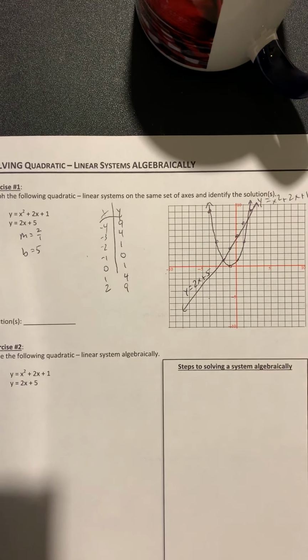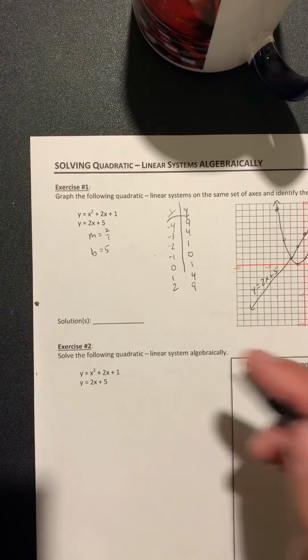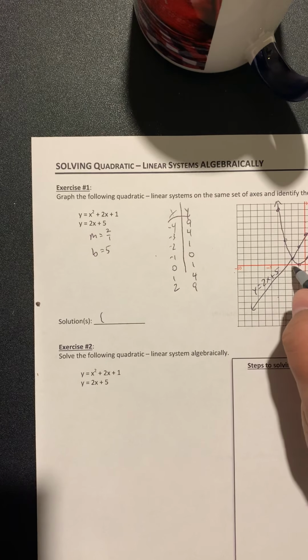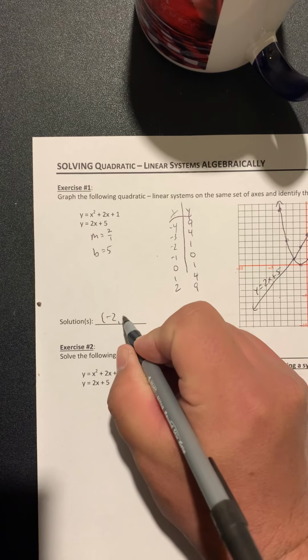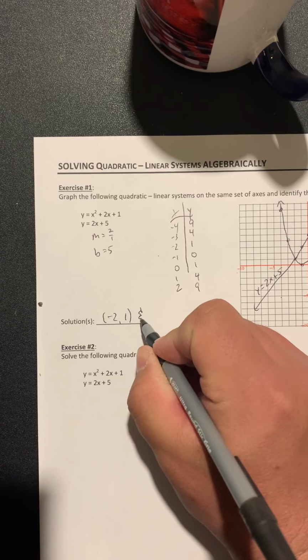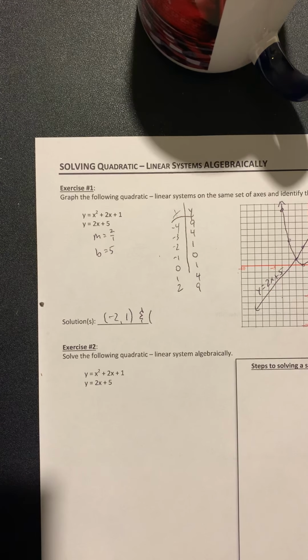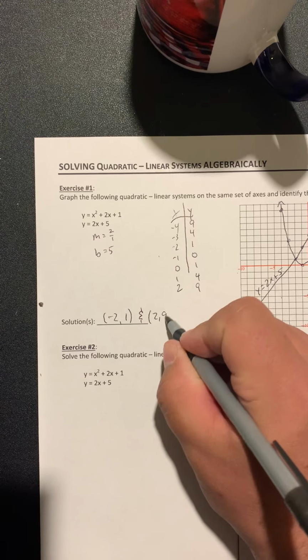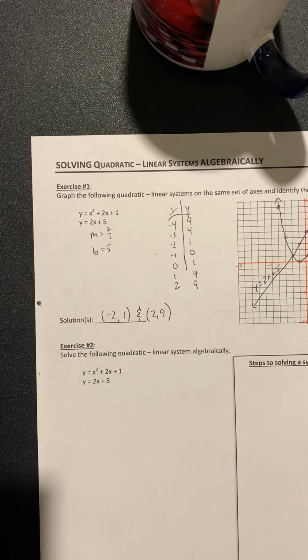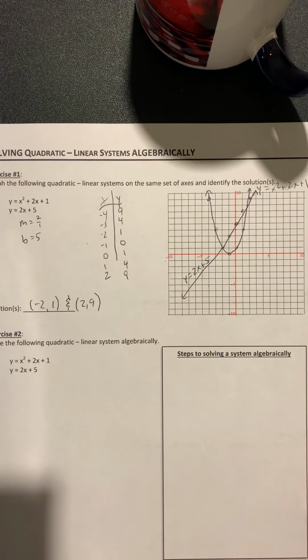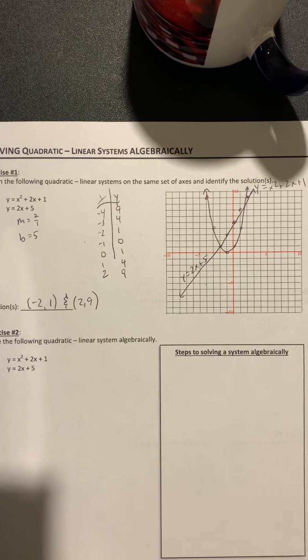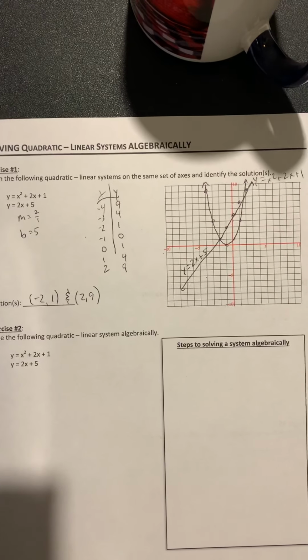All right, the solution is (-2, 1) and (2, 9). Okay. I'm going to give you the steps first, and then we'll do some practice problems together.